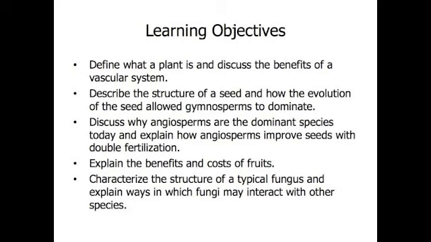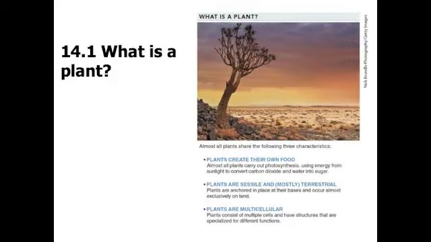Then we will discuss why angiosperms are the dominant species today and explain how angiosperms improve seeds with double fertilization. Then we will be able to explain the benefits and costs of fruits. Then we will characterize the structure of a typical fungus and explain ways in which fungi may interact with other species.